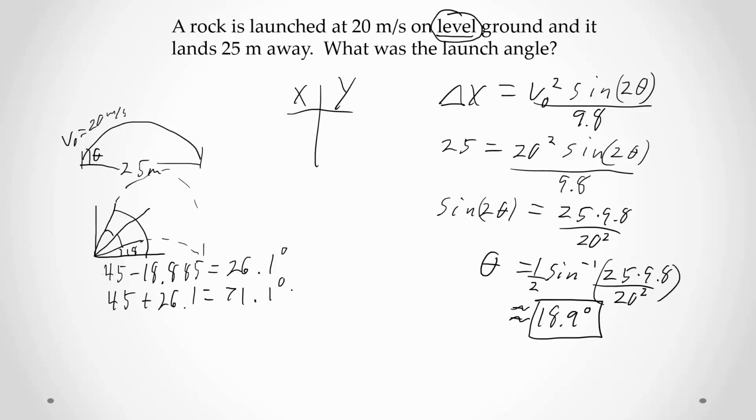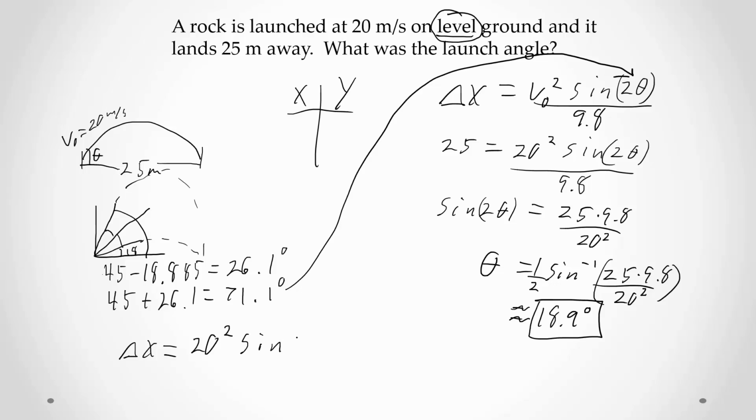And if you want to check it, you can plug this back in to our horizontal range equation. Let's go ahead and do that. We should get 25 out. So we've got delta x equals the same initial velocity. We didn't change that. We just changed our launch angle. So 20 squared sine of 2 times 71 point. I'm rounding when I'm writing some of these, but when I type it in my calculator, I'm not. So please be careful to not do intermediate rounding. There are some more digits there. Plug that in, divide by 9.8, and lo and behold, you get exactly 25 meters.